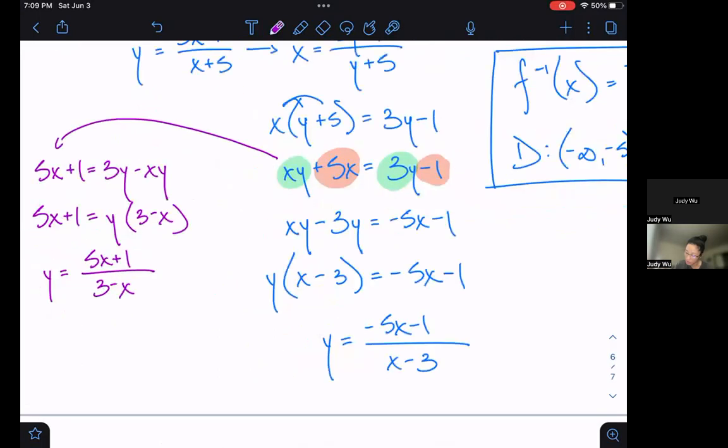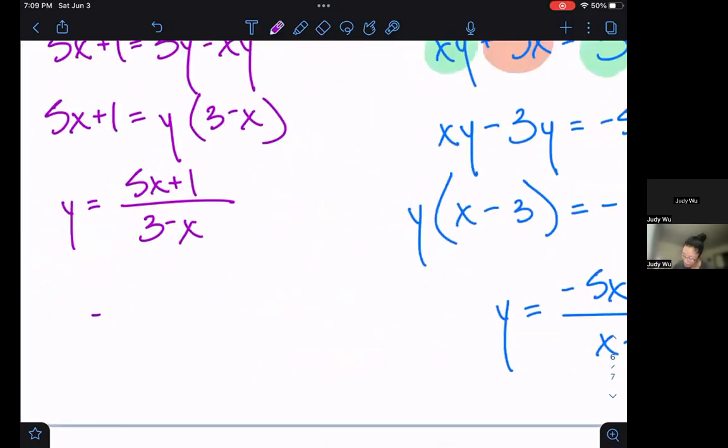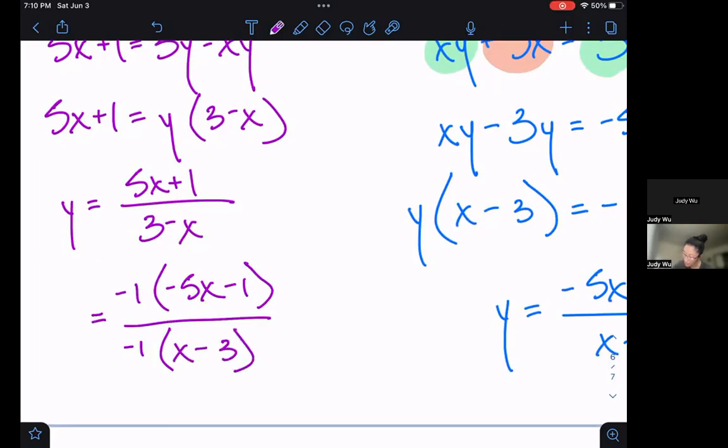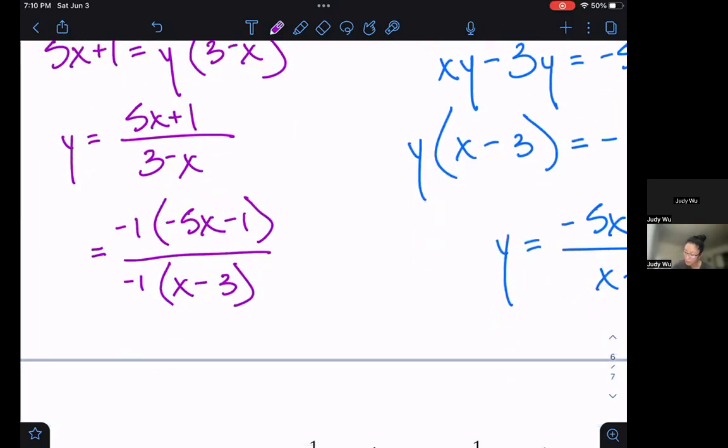It turns out that if I went ahead and factored a negative 1 out of the top and the bottom, let's see what we get. Negative 5x minus 1 and x minus 3. And I know that if I have negative 1 times something and negative 1 times something, these actually reduce to 1. And look at what I get. Negative 5x minus 1 over x minus 3.